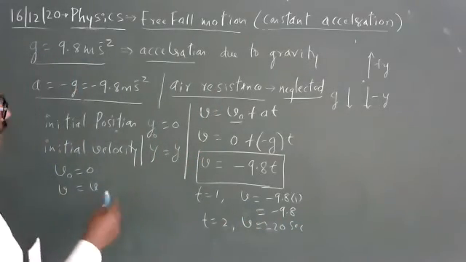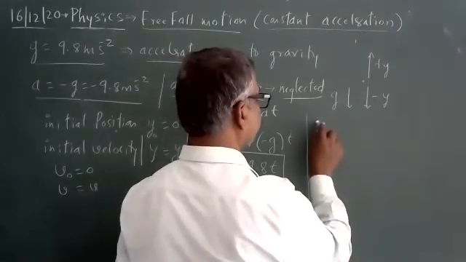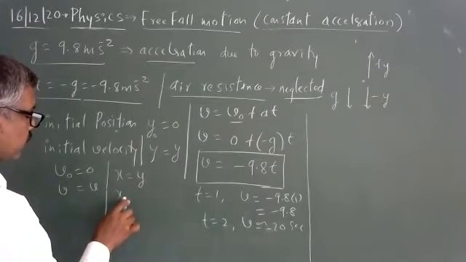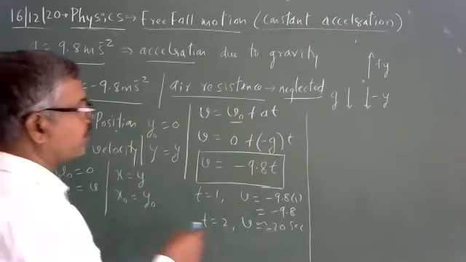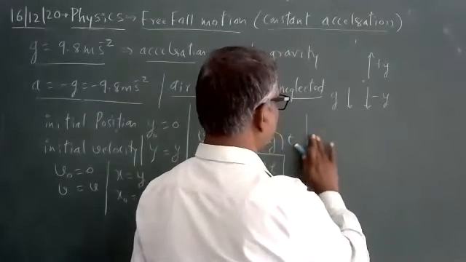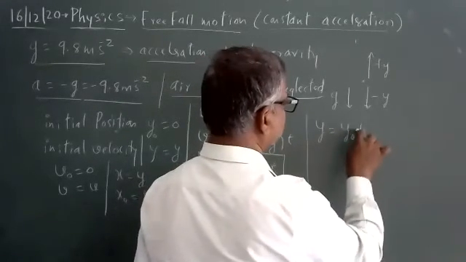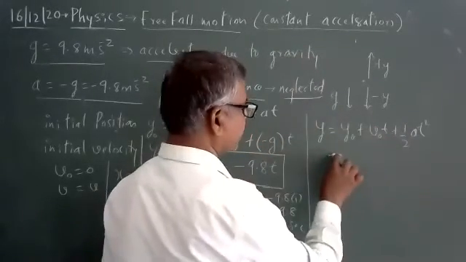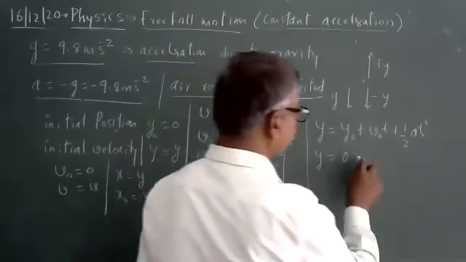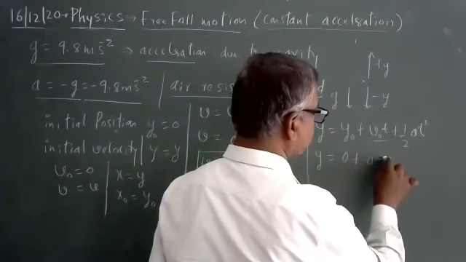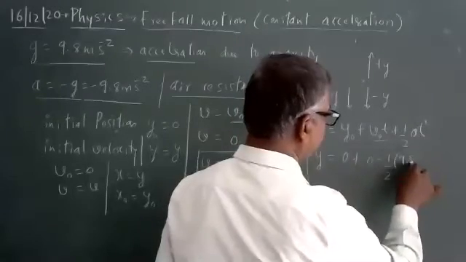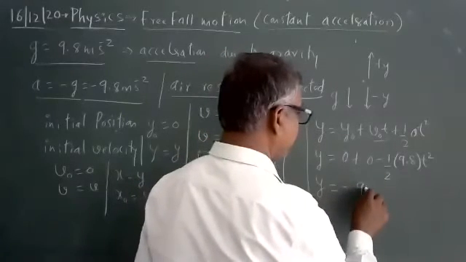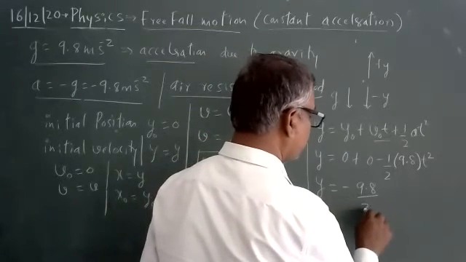Now similarly, what happens with the next equation? You do remember x equal to x naught, so in that way I'll be writing y equal to y0 plus v0 t plus half a t square. This simplifies: y0 becomes 0, v0 t becomes 0, and it becomes minus 1 by 2, 9.8 t square. Finally, y equal to minus 9.8 divided by 2 t square.